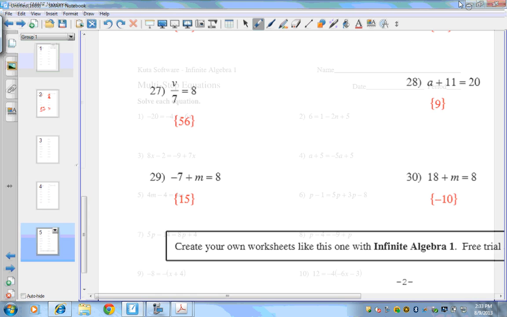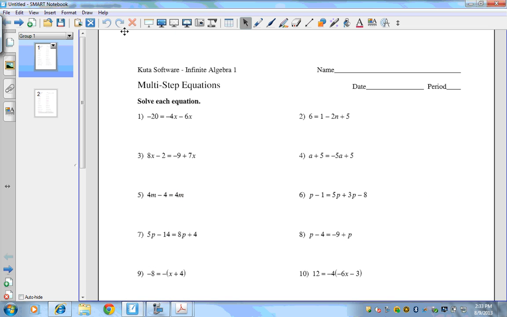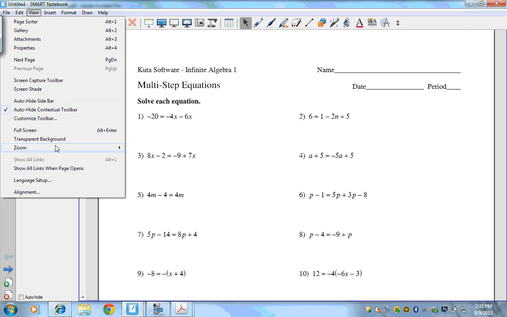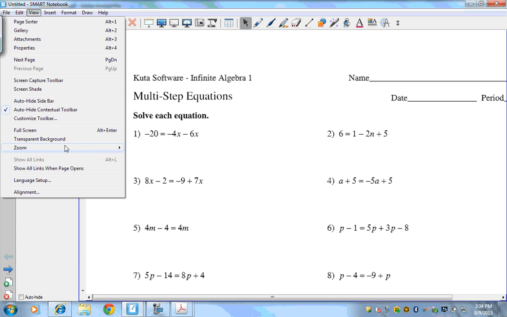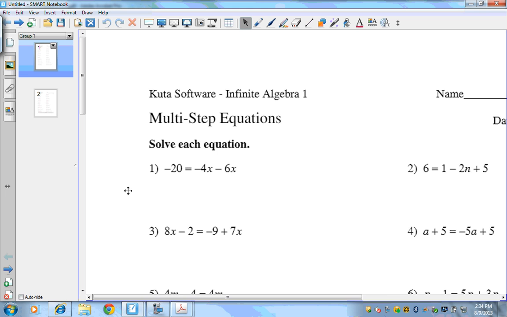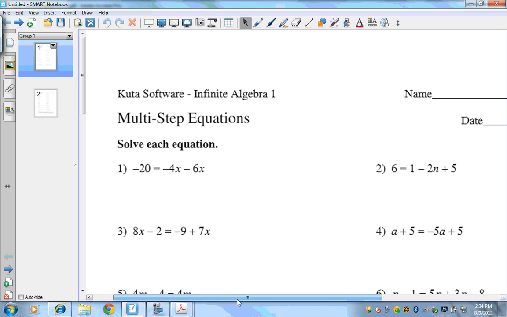Let's go to another one. All right, a little more difficult, but you can handle it. Let's zoom this in a little bit so everybody can see. Okay, problems number 1 through 4 you can see.